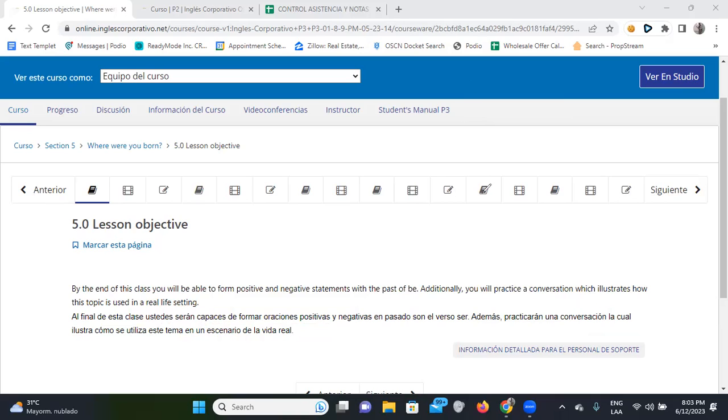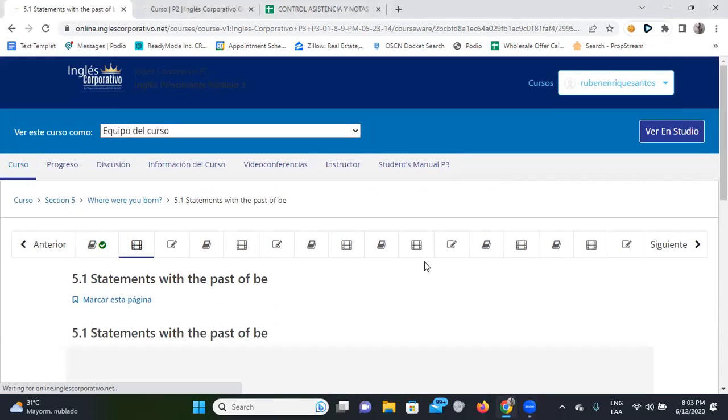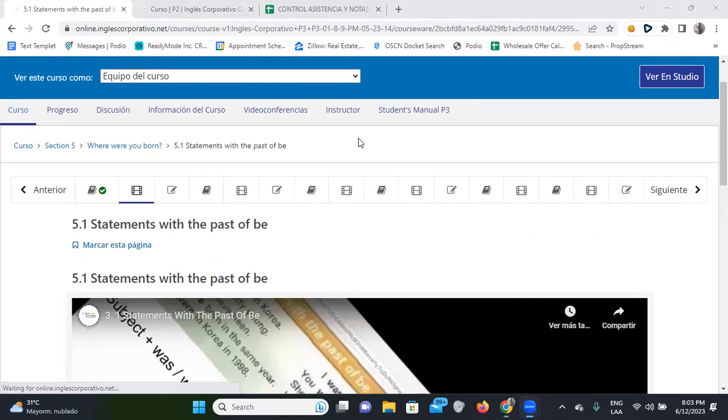All right, so we're going to be looking at how to use negative and positive statements with the past of be. ¿Quién me puede decir cuál es el past del be? ¿Cuál es el past del be? Was and were. Okay, was and were. El was es para primera persona. Por ejemplo, tú dices, I was sad. Yo estaba triste. I was hungry. Yo tenía hambre.